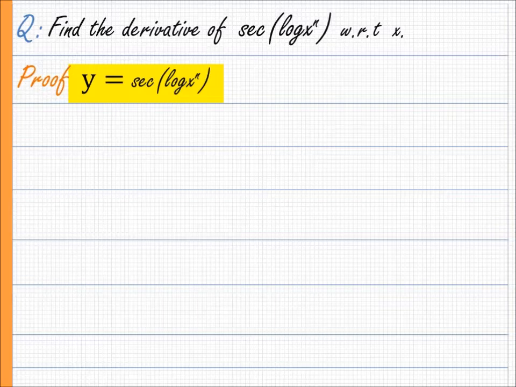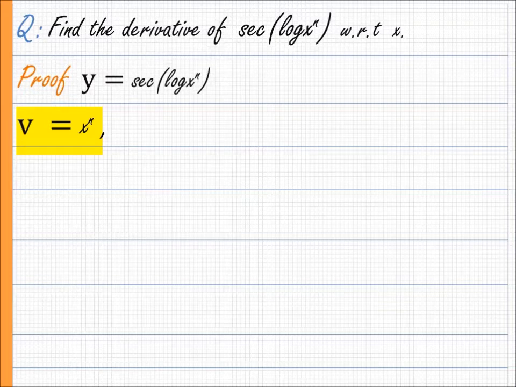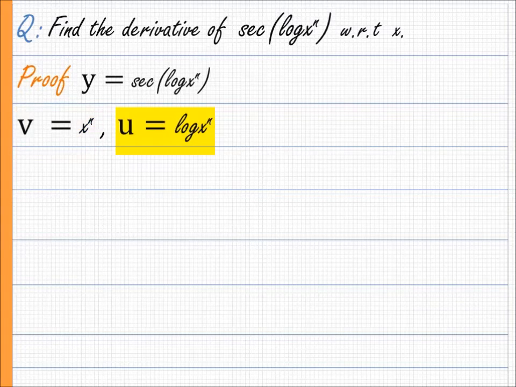And our first function is y equal to secant of log of x raised to the power n. And let the second function v be equal to x raised to the power n. And let the third function u be equal to log of x raised to the power n. But x raised to the power n is equal to v. So in other words, we can also write u as u equal to log of v. So now we have got three functions.